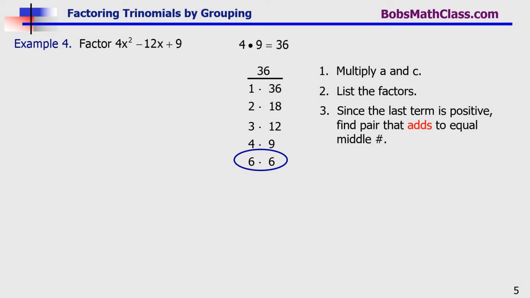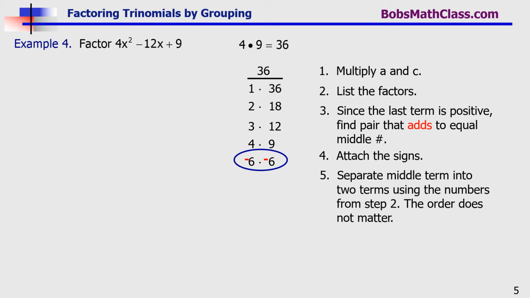Now we want to attach this sign so that it equals negative 12. What signs must they be so that they add to equal negative 12? Yeah, that's right, both negatives. Negative 6 and negative 6. So now we're going to separate the middle term into two terms. Don't forget to attach the variable.